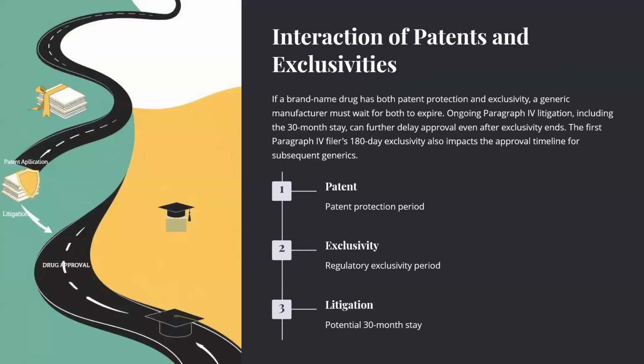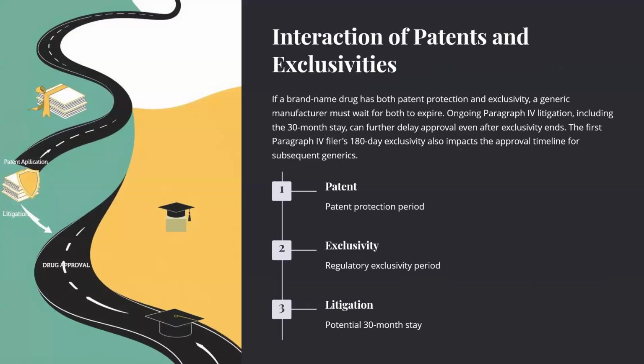Moving on to the interactions of patent and exclusivities. So, if a brand name drug has both patent protection and exclusivity, a generic manufacturer must wait for both to expire. An ongoing paragraph 4 litigation, including the 30-month stay, can further delay approval even after exclusivity ends. And the first paragraph 4 filer's 180-day exclusivity also impacts the approval timeline for subsequent generics.